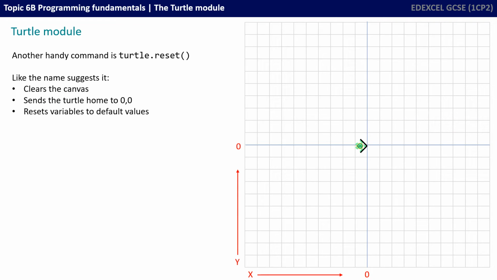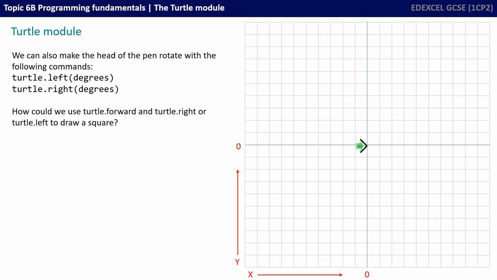Another handy command is turtle.reset. Like the name suggests, it clears the canvas, sets the turtle home to 0, 0, and also resets variables to their default values like the pen colour and pen width. We can also make the head of the pen rotate with the commands turtle.left or turtle.right, and then we specify the number in brackets in degrees.